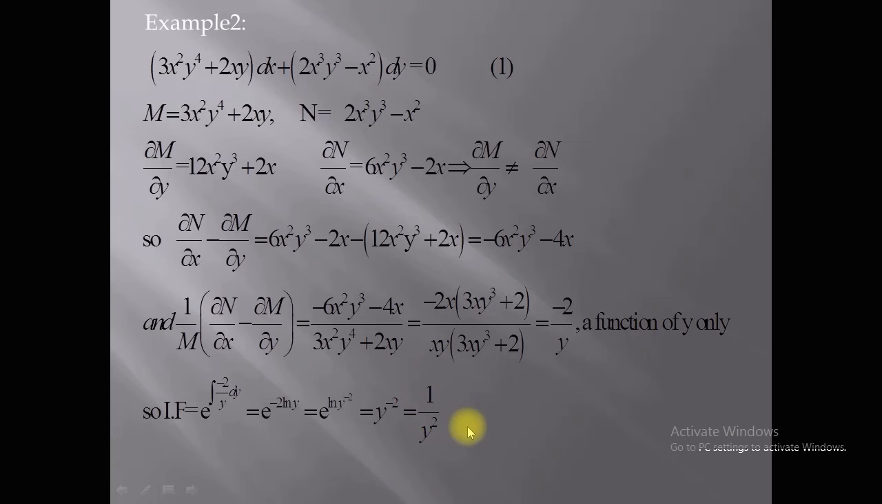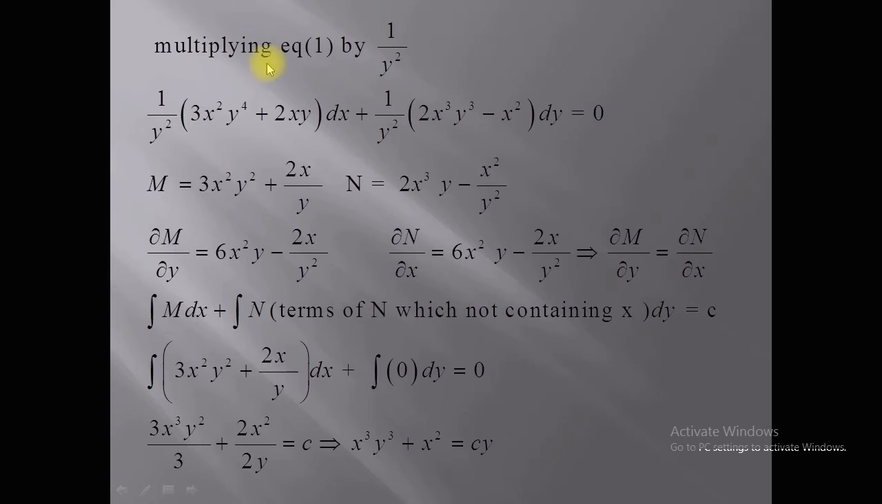Now multiply this integrating factor to the given differential equation, then the given differential equation becomes an exact differential equation. Now multiplying the integrating factor 1 over y square to the given non-exact differential equation, 1 over y square multiplying the function M with respect to x, plus multiplying 1 over y square to the function N with respect to y, is equal to 0.